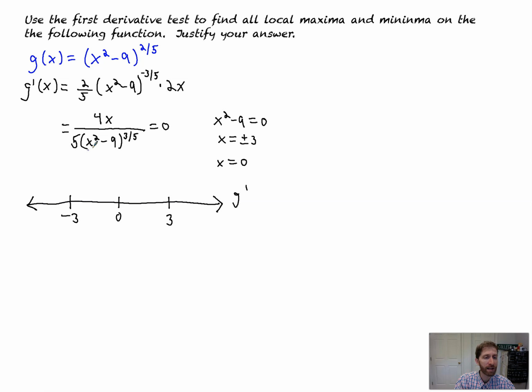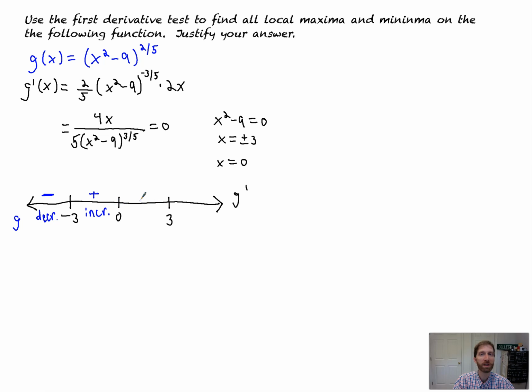If I plug in negative 10 and square it, that's going to get me a very large positive number. Minus 9 is positive. All of it is positive. But this is negative, and a negative over a positive is a negative. So that means g is decreasing on that interval. All right, let's do it again. Between -3 and 0, I'll pick like -1. We've got a negative number up here. -1 squared is 1 minus 9, negative. So the 3/5 is still negative. This is a negative over a negative, which is a positive. So we are increasing on g.